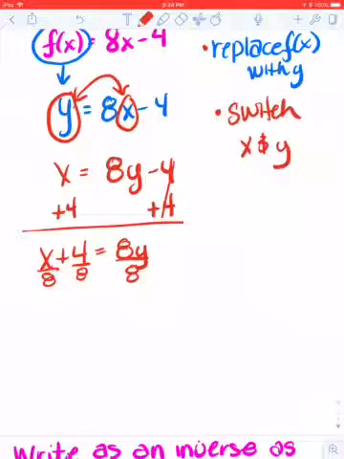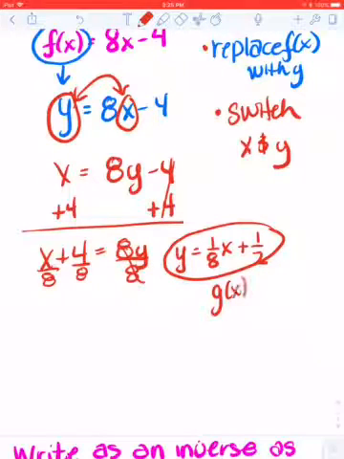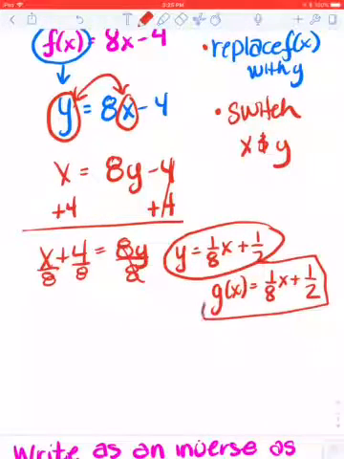Now I'm going to go through and do each one so you can kind of see this. So it's y equals 1/8 x plus, and 4 over 8 would reduce down to 1/2. So this is one version of it. So if I said g of x equals 1/8 x plus 1/2, that would be one version of the inverse.